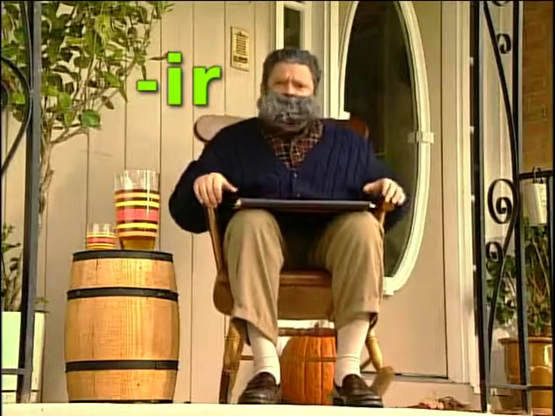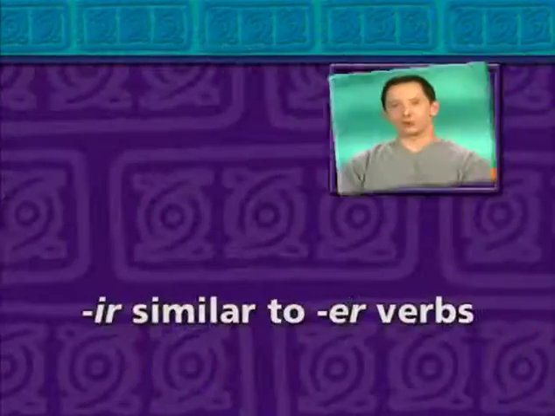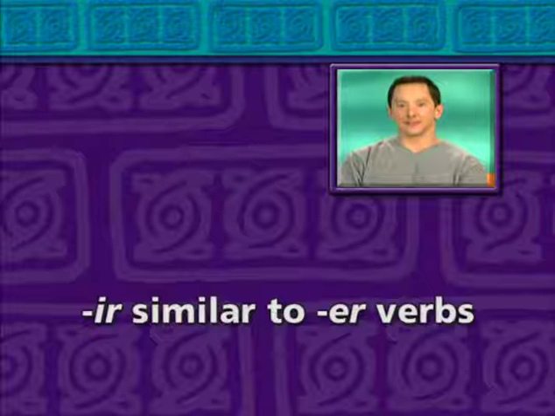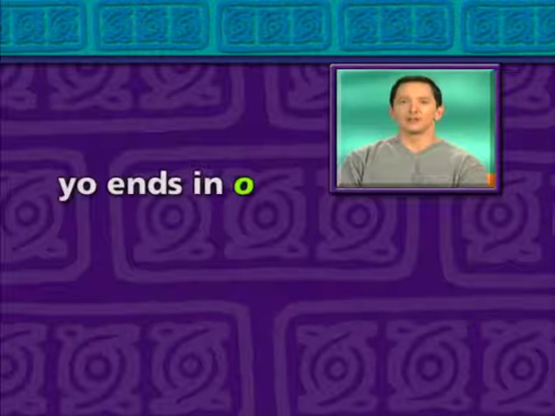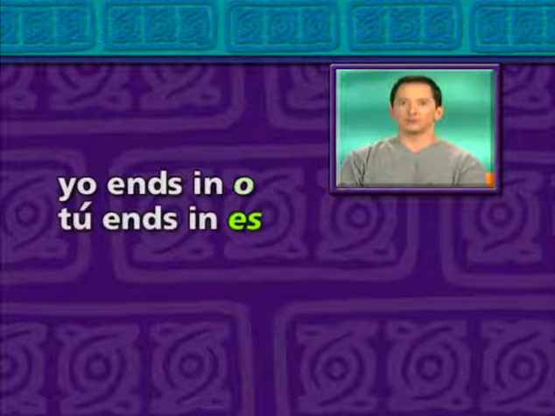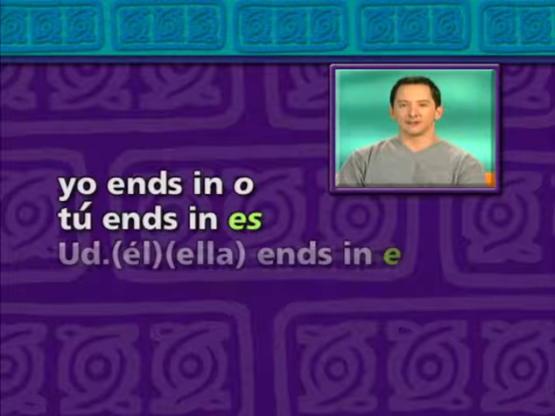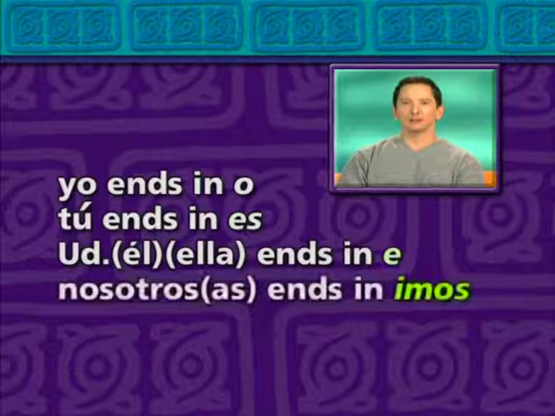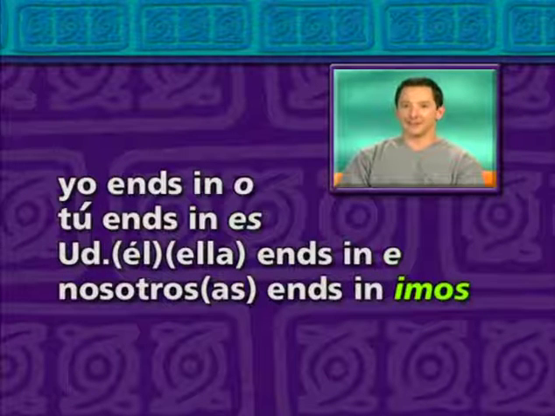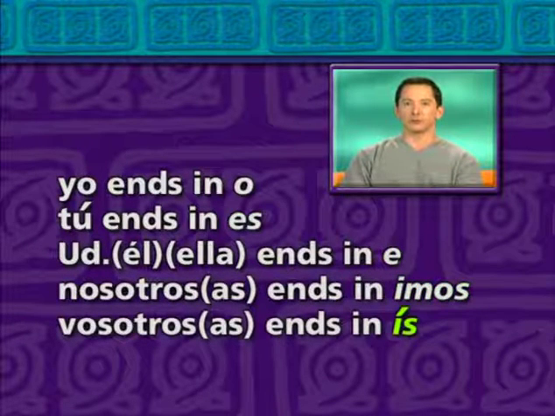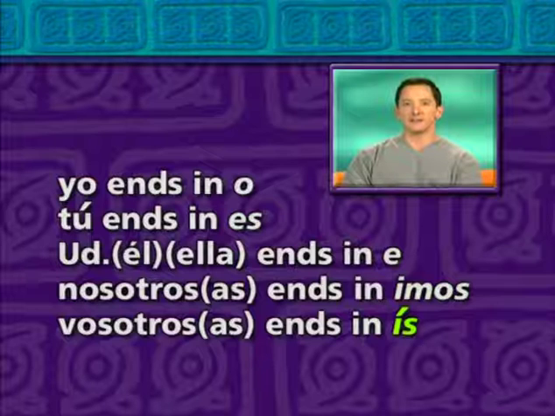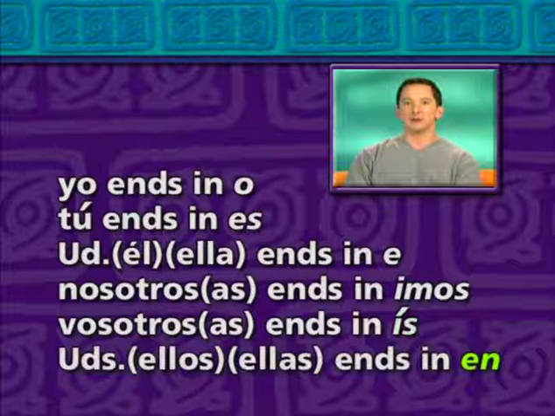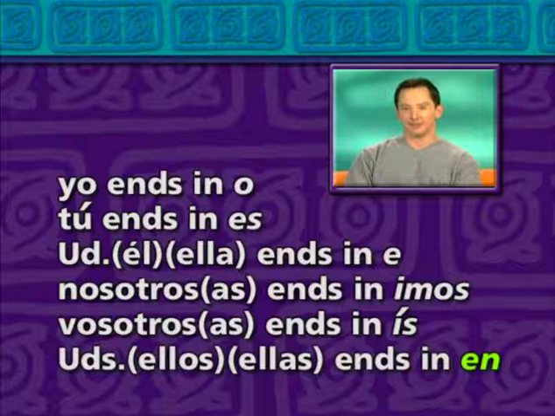What about IR verbs? Let's go already. Get a move on. Calm down. IR verbs are almost exactly the same as ER verbs. The yo form ends in o, the tú form ends in s, the usted, él, and ella forms end in e, the nosotros, nosotras forms end in imos, the vosotros, vosotras forms end in is, and the ustedes, ellos, and ellas forms end in en.